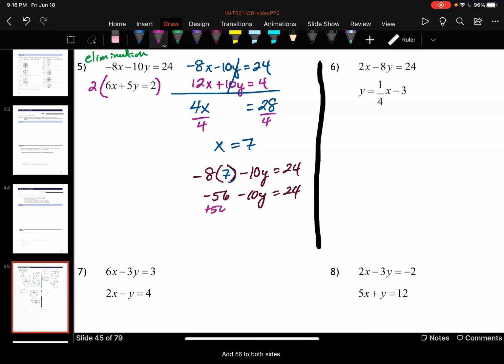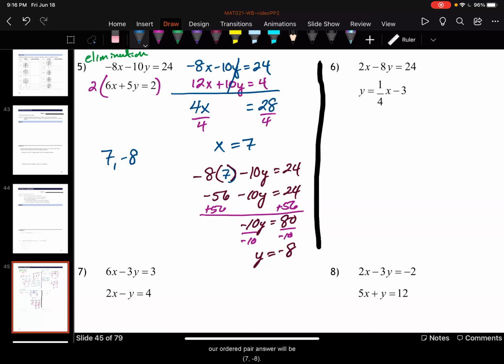Add 56 to both sides. Negative 10y equals 80. Divide both sides by negative 10. Y will equal negative 8. So for example 5, our ordered pair answer will be 7, negative 8.